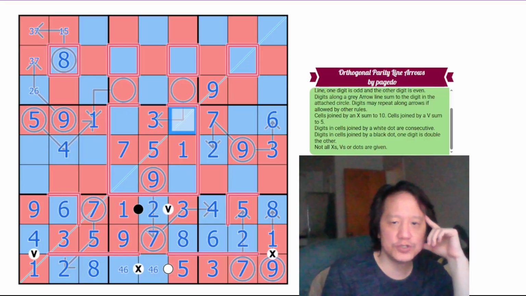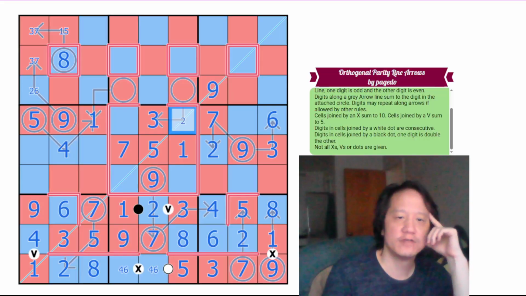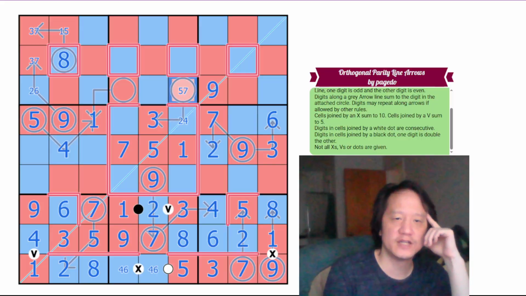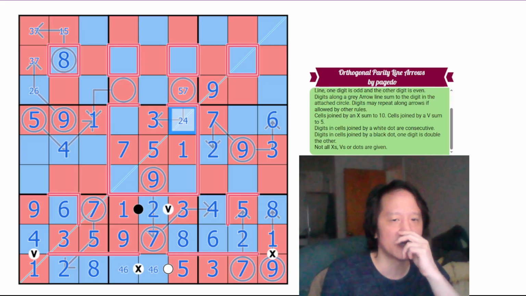3 plus 2 adds up to 5. And 3 plus 4 adds up to 7. And those are the only possibilities for that cell. This can't be 6, and it cannot be 8.